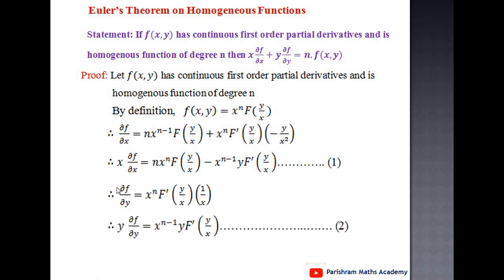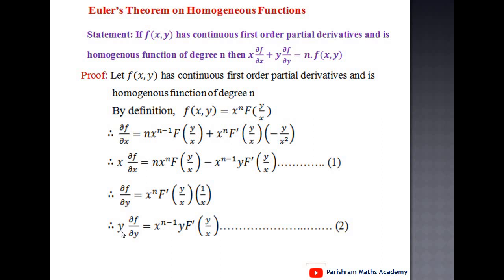Again differentiating function f with respect to y. To find the derivative of function f with respect to y, at that time x raised to n is a constant term. The derivative of f of y upon x is f dash of y upon x into the derivative of y upon x with respect to y, which is 1 upon x, because the derivative of y is 1.